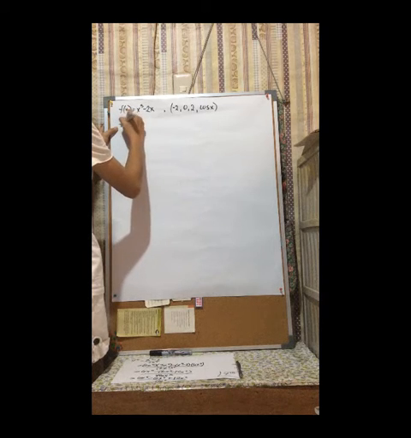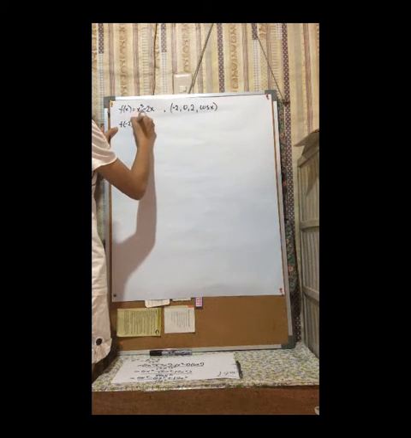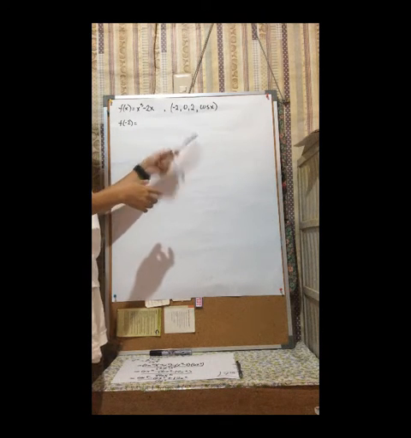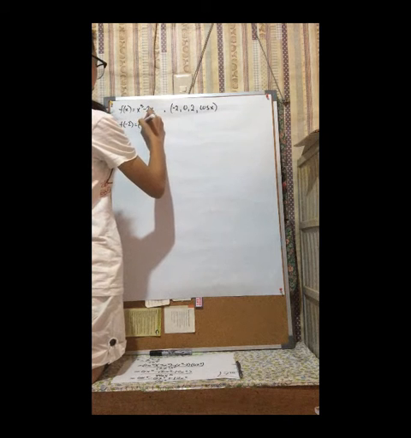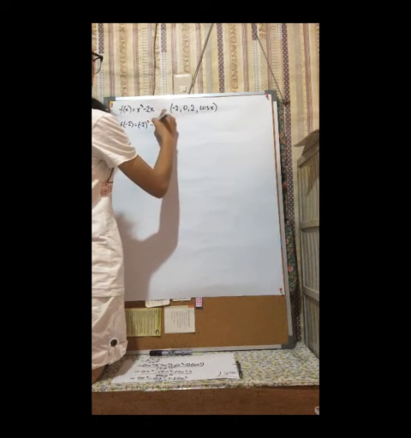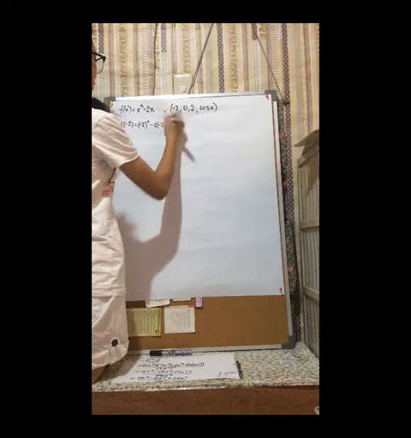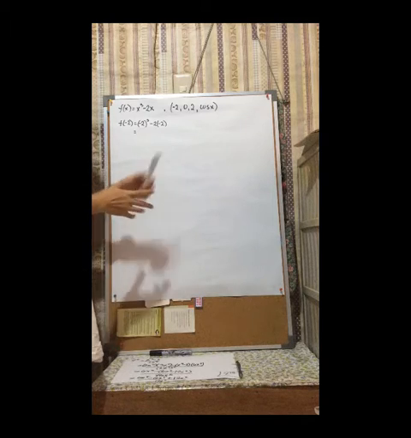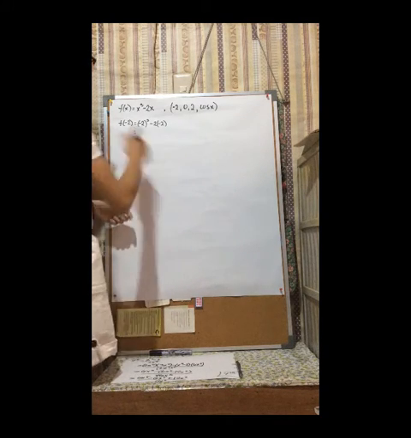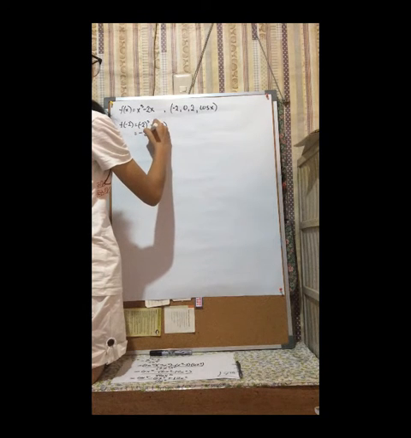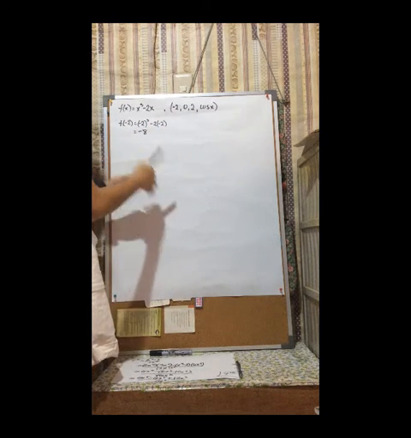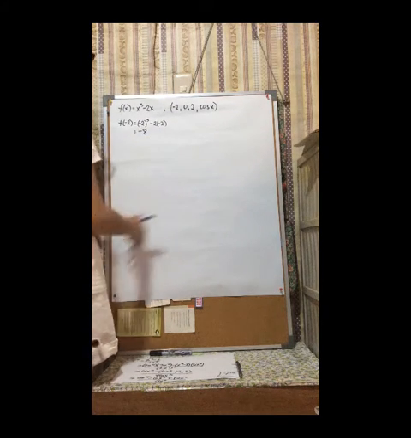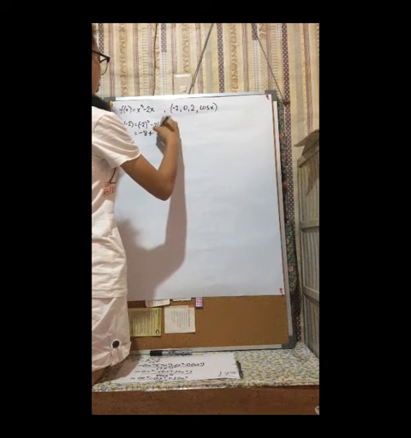So, f of negative 2. In this equation, we are going to change all x into negative 2. So, negative 2 cubed minus 2 times negative 2. Negative 2 times negative 2 is positive 4, times negative 2 is negative 8. And negative 2 times negative 2 is positive 4.